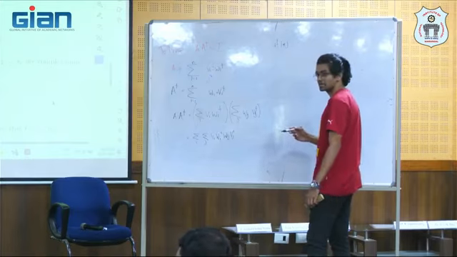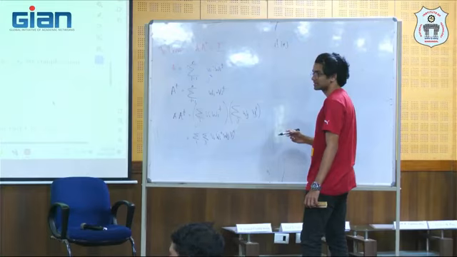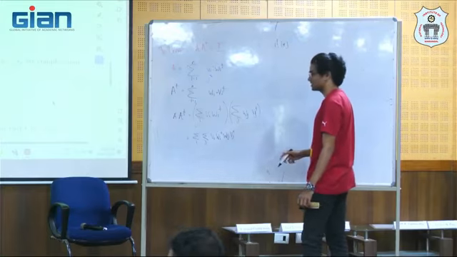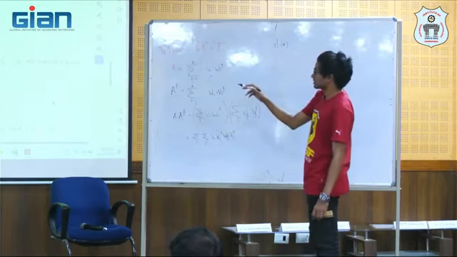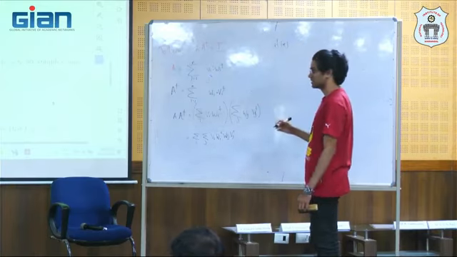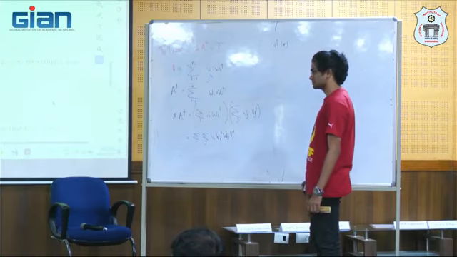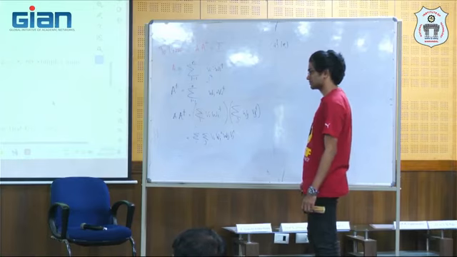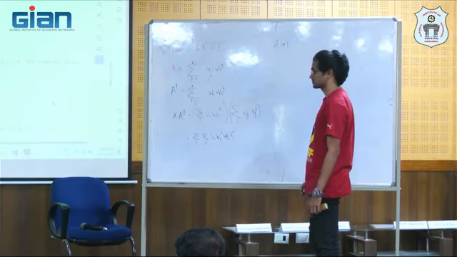What is orthonormal? W and V are not given orthogonal. What is given? V1 to Vn are orthonormal. W1 to Wn are orthonormal. Nobody is saying anything about V and W. V1 through Vn, that set is orthonormal. W1 to Wn, that set is orthonormal. Between V and W, nobody is saying anything.